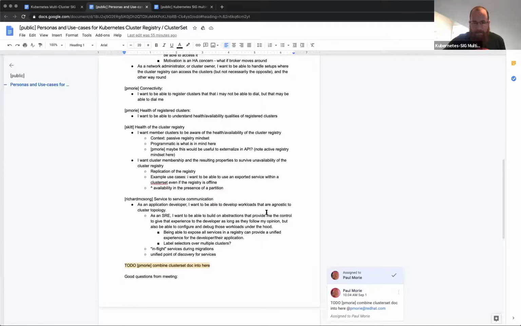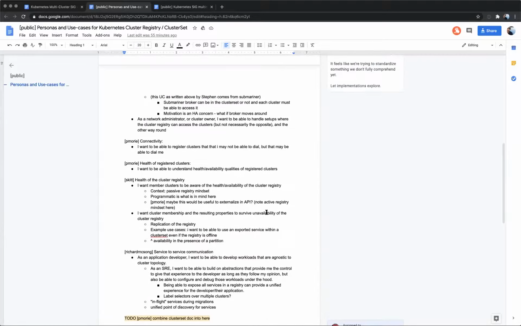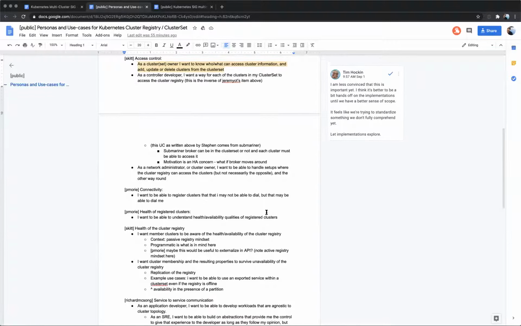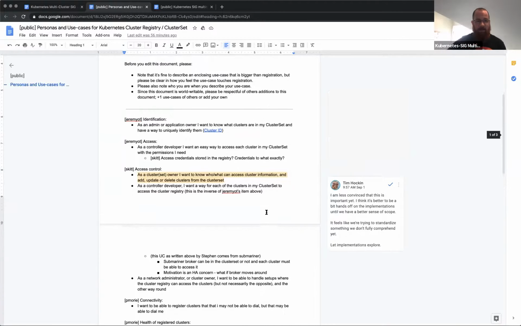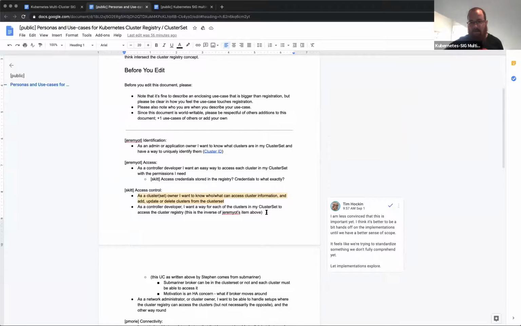Yeah. I think the main topic of discussion for me here is whether it actually makes sense to merge this with the cluster set document. Yeah, and maybe it doesn't. Maybe the cluster set document is kind of a vision document, and this is more specifically about mechanics and what we need.